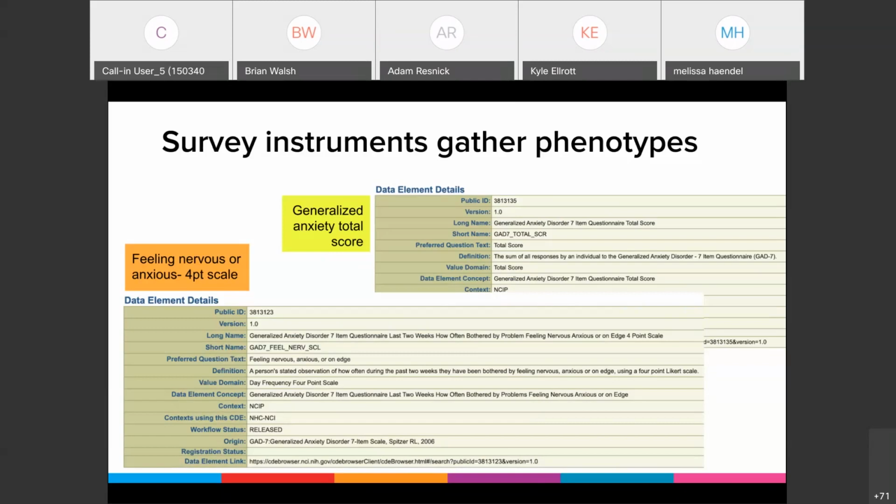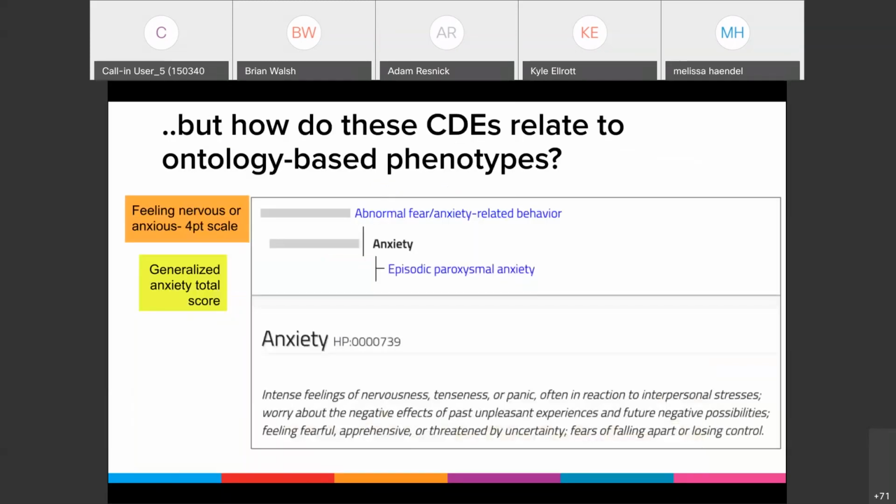On the right, from the same questionnaire, there's a summary total. So from some subset of questions on that survey, there's a derived score for generalized anxiety, of which that feeling nervous or anxious 4-point scale would be a part. And so these are phenotypes too. If you go to the next slide, they could conceivably be associated with things like our semantic phenotypes, such as the HPO term for anxiety, right? But we don't really have a systematic, structured way of actually doing that.